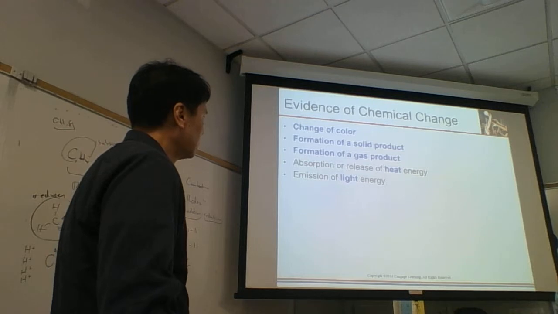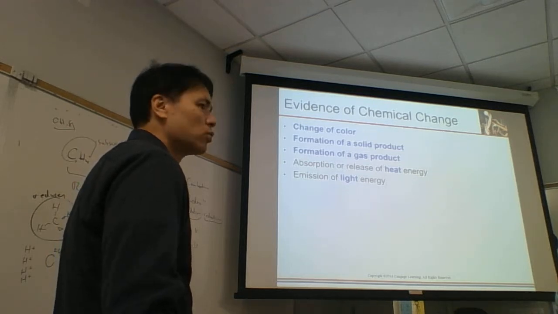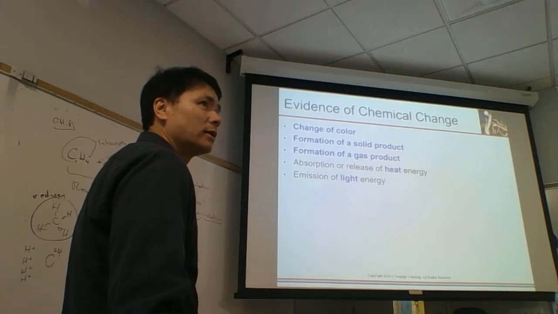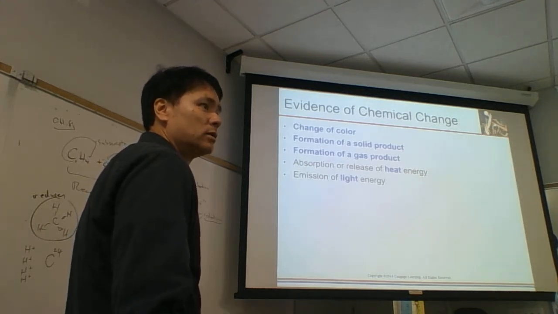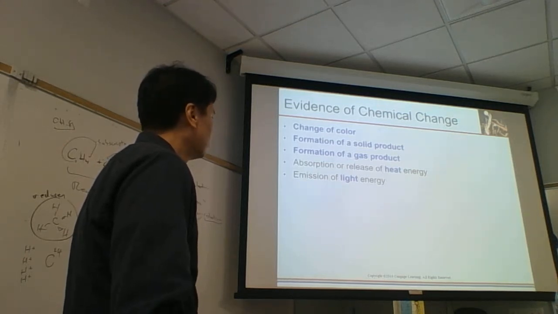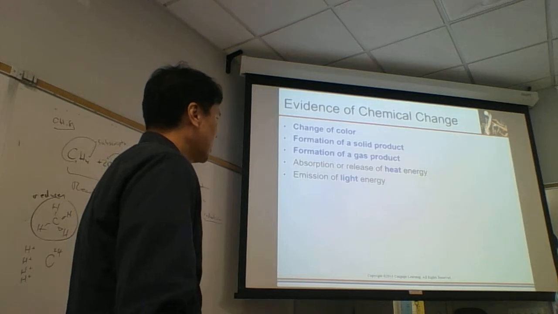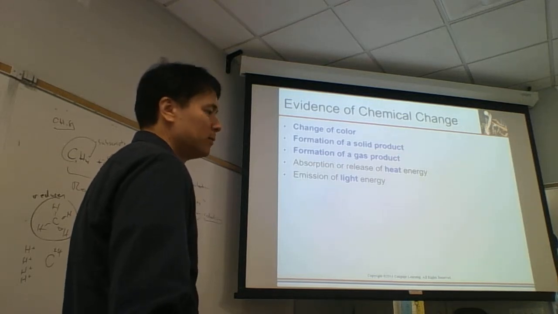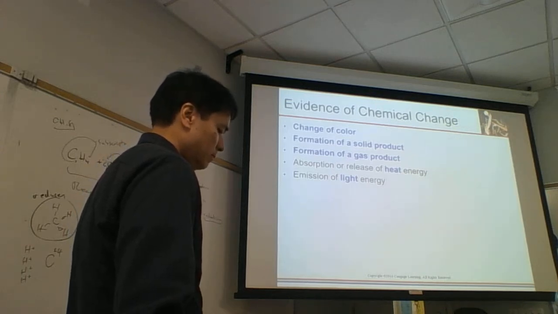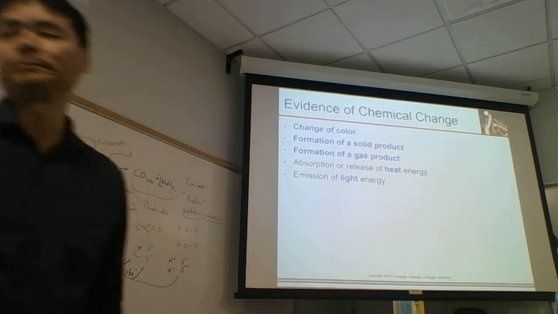Heat. When we release heat, it's called exothermic. Or sometimes when we absorb heat, when we release heat, it gets hot. It's exothermic. If it absorbs heat, it gets cold. It's called endothermic. So it could be exothermic or endothermic. Or it could emit light, like if the flame emits light. Light emission.